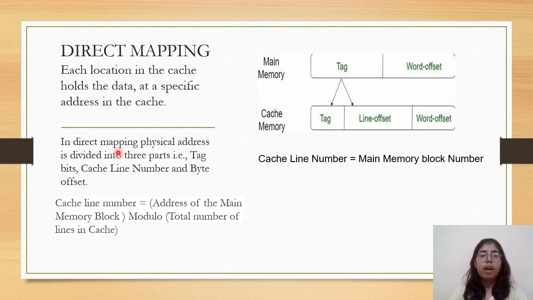In direct mapping, physical address. As we know, for every data there is a physical address which the CPU generates. So for every physical address, in direct mapping it is divided into three parts, that is tag bits, cache line number, and byte offset, or we can say block offset. So this is the number of blocks basically.